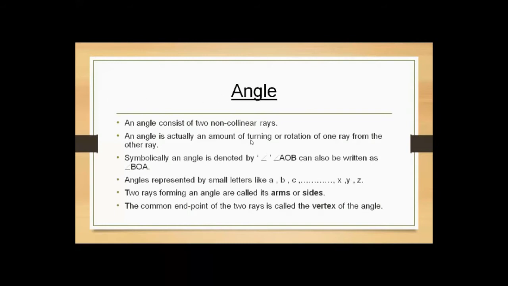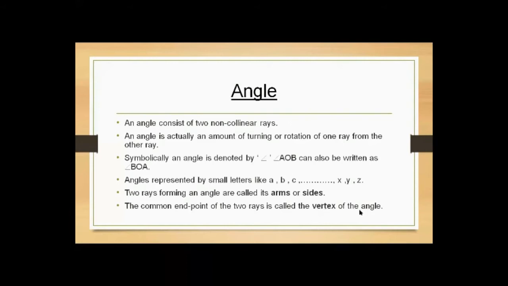Now again here I repeat all the points. These are the important points related to the angle. An angle consists of two non-collinear rays. An angle is actually an amount of turning or rotation of one ray from the other ray. Symbolically, an angle is denoted by this symbol. Angle AOB can also be written as angle BOA. Angles are represented by small letters like a, b, c, x, y, z. Two rays forming an angle are called its arms or sides. The common endpoint of the two rays is called the vertex of the angle.